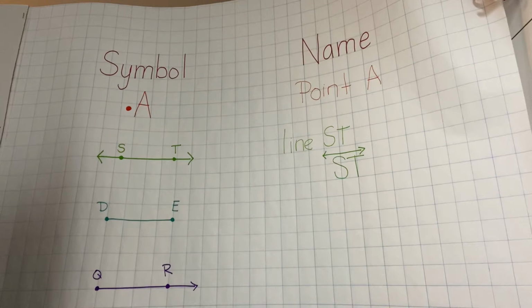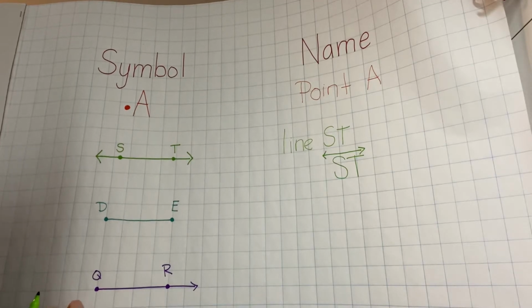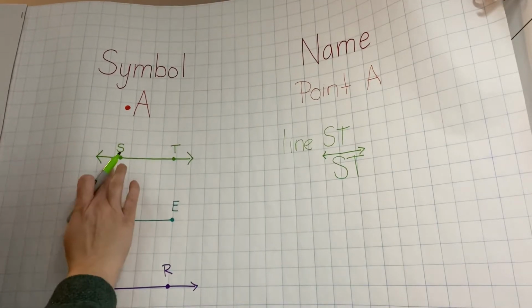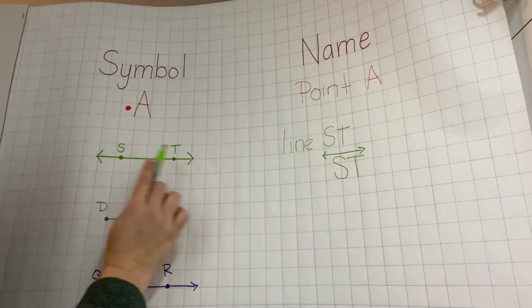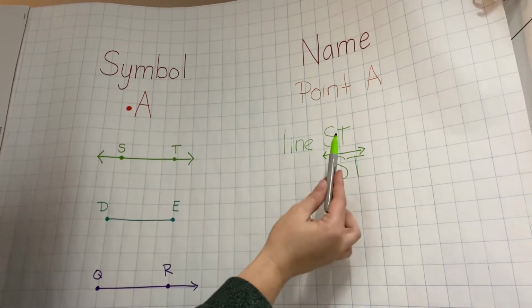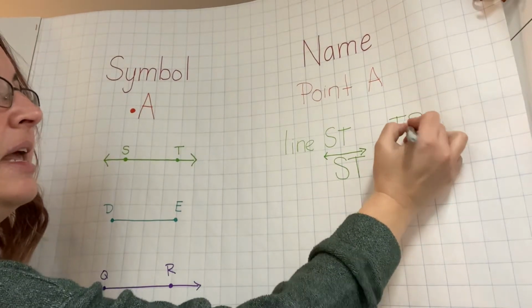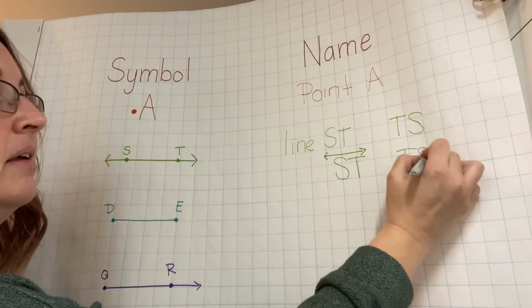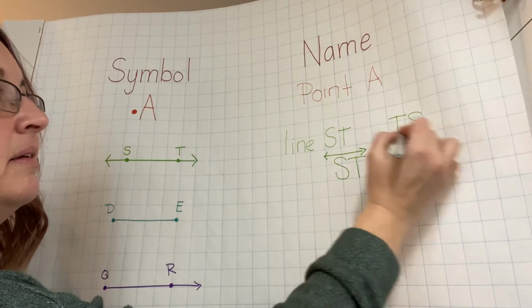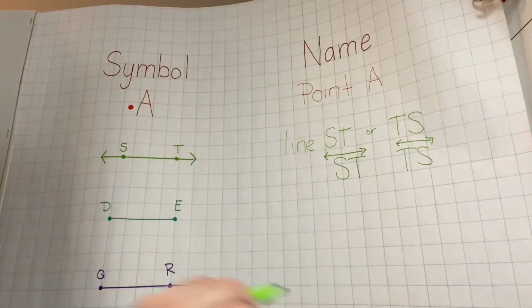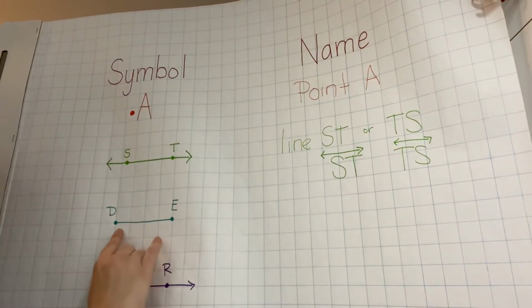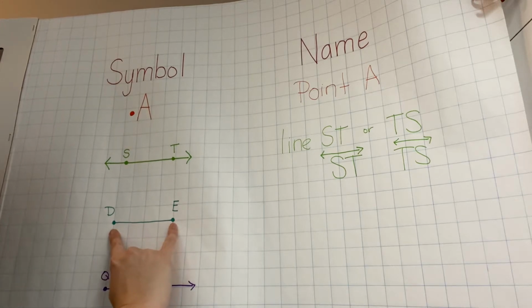shorthand version, on your shortcut there. One thing about lines is that because they go on forever in either direction, you can make it line ST, or you can switch those letters around and make it line TS. Easy peasy. Now, the next one we have, there are no arrows on the end of these.